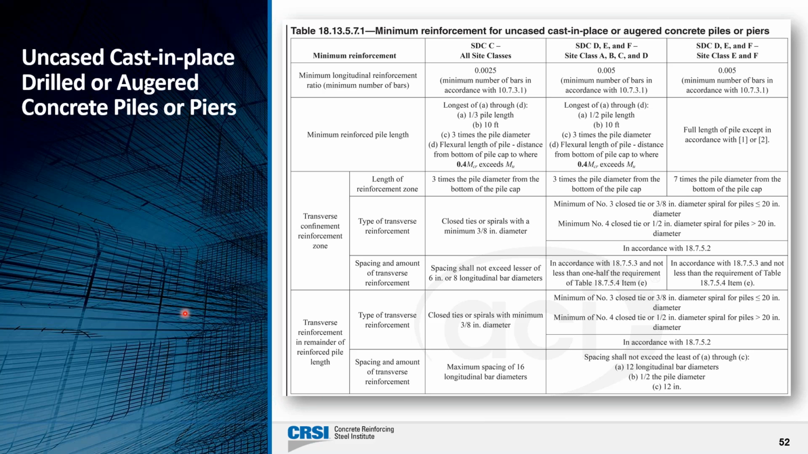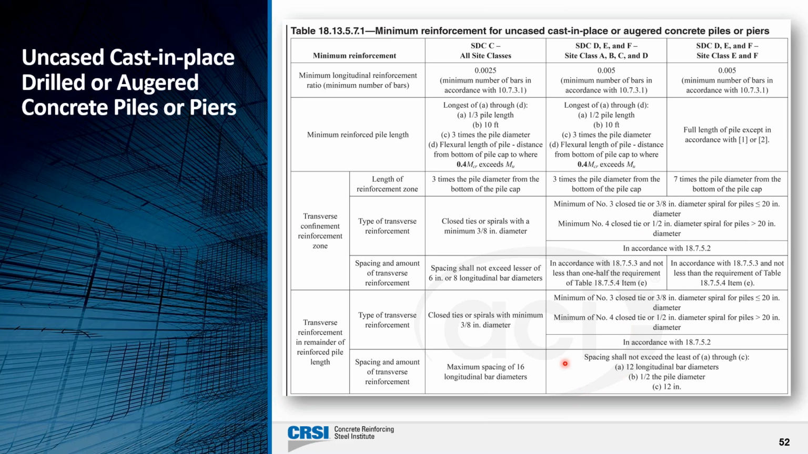And a lot of this information came from the IBC. It's applicable to uncased, cast in place, drilled or augered concrete piles or piers, sometimes referred to as caissons. So you can see it's broken up into the case of where you have seismic design category C, regardless of what the site class is, and then D, E, and F, and that depends on what site class you have. Minimum amount of longitudinal steel. What's the minimum reinforced pile length? What's the transverse confinement reinforcement zone, its length, and how much reinforcement you need there? So this is a lot of new design and detailing that we're required to do.